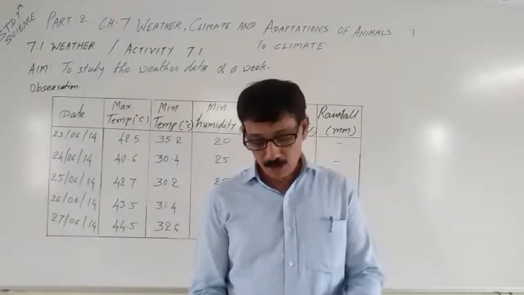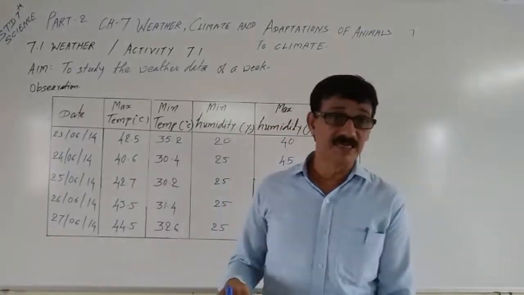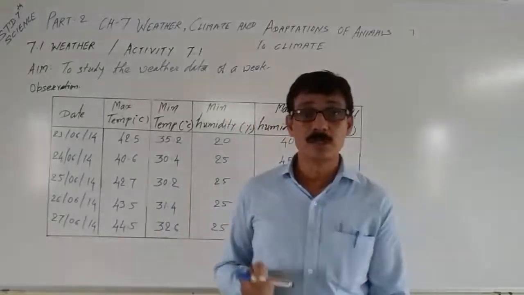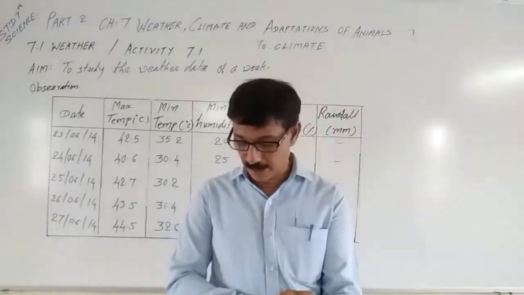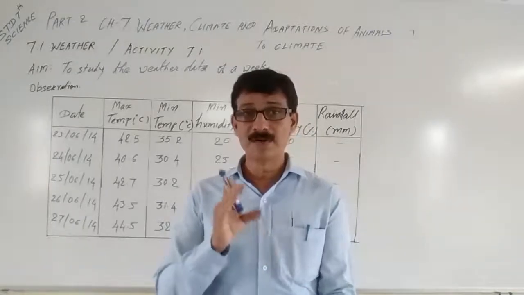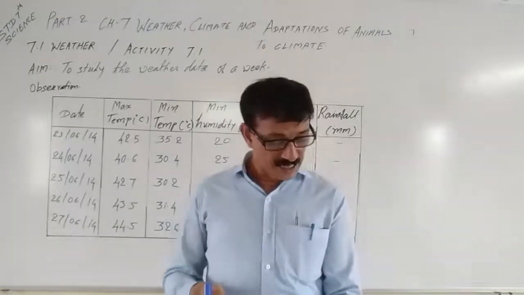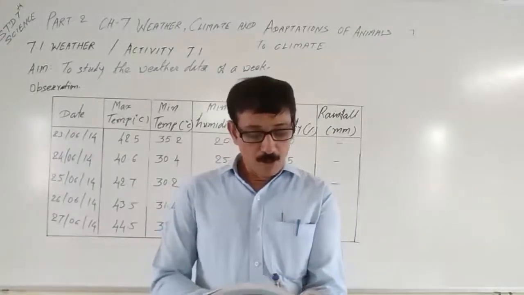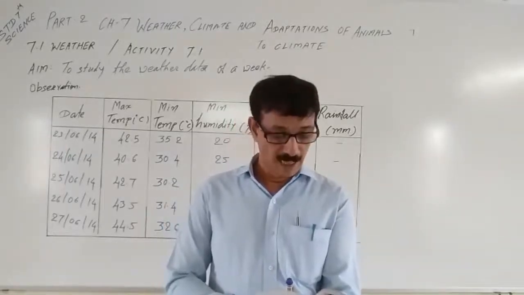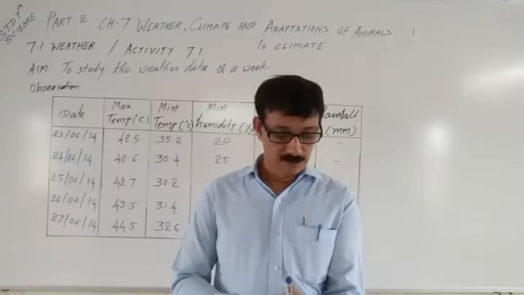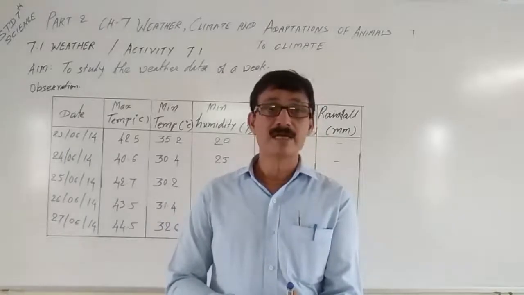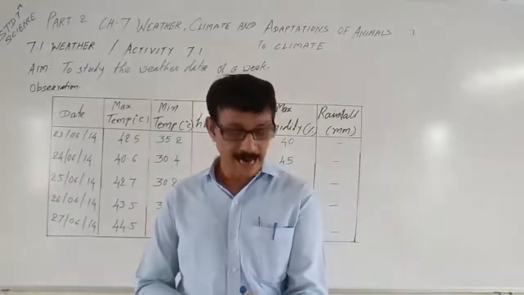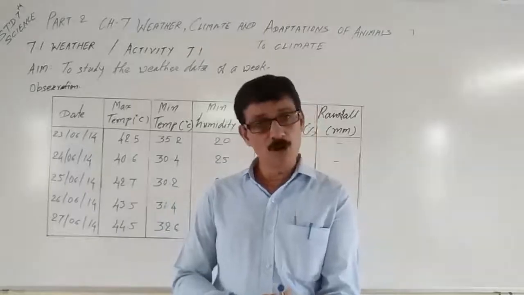Today we are going to discuss one of the activities, that is activity 7.1. For that you should be in your textbook on page number 68. So open page number 68 in your textbook. There is activity 7.1. Cut out the weather report of the last week from any newspaper. If you do not get a newspaper at home, borrow from your neighbors or friends and copy this report in your notebook.